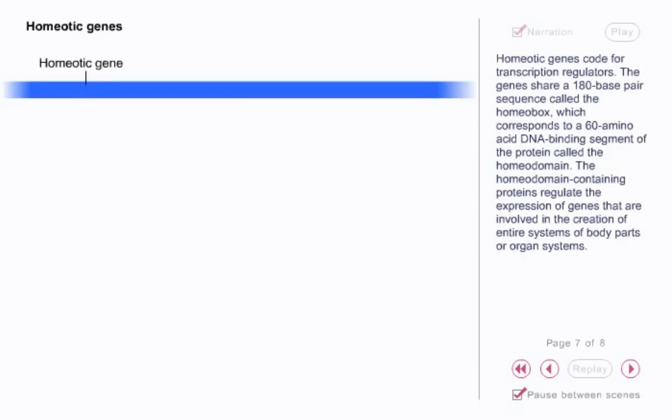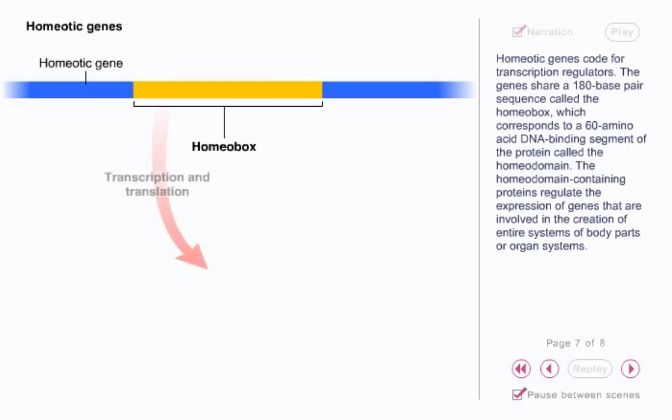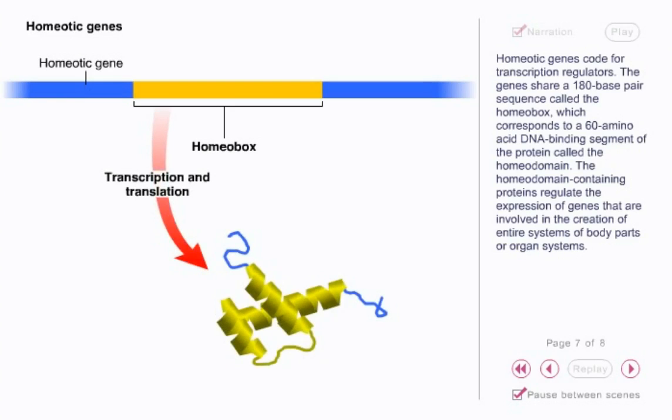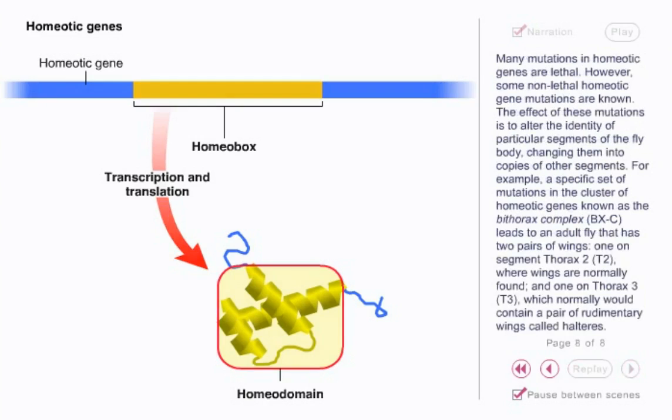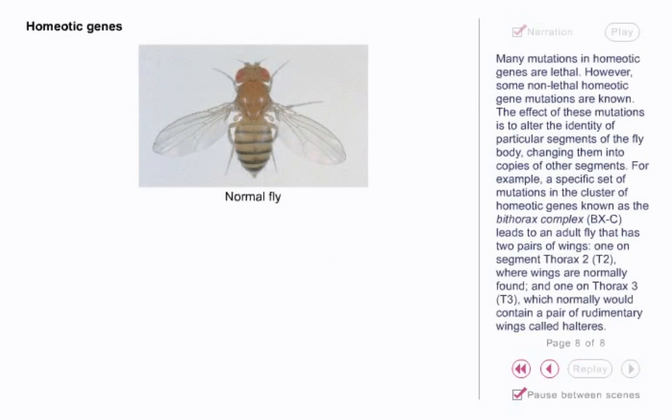Homeotic genes code for transcription regulators. The genes share a 180 base pair sequence called the homeobox, which corresponds to a 60 amino acid DNA binding segment of the protein called the homeodomain. The homeodomain containing proteins regulate the expression of genes that are involved in the creation of entire systems of body parts or organ systems. Many mutations in homeotic genes are lethal.